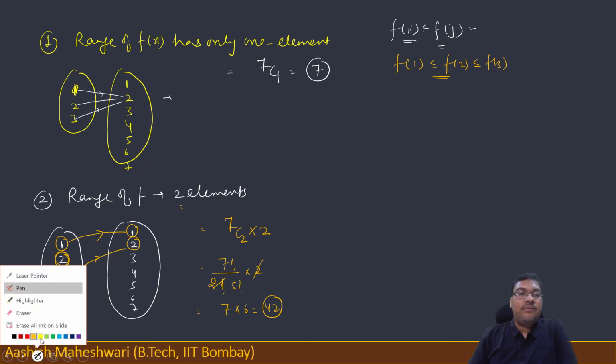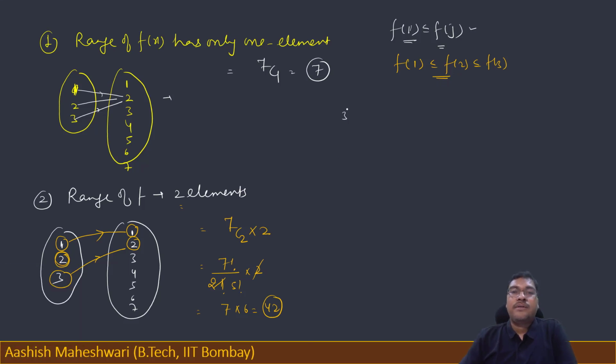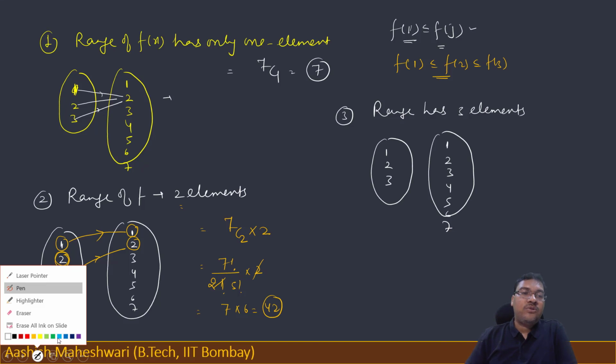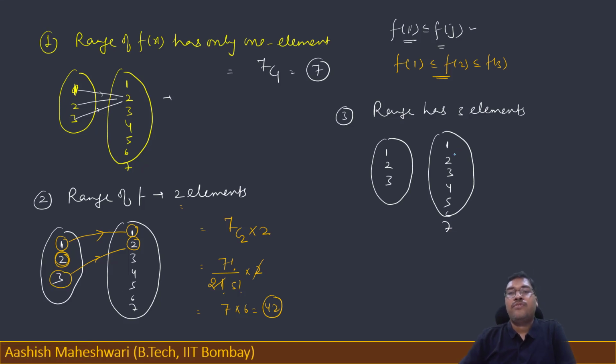Now the last case, the third case. Range has 3 elements. Now if range has 3 elements, you can see this is a pretty easy case. 1, 2, 3 and 1, 2, 3, 4, 5, 6, 7. So now for the range to have 3 elements, we want 3 elements from this set B, right? So in how many ways? You can say 7C3 ways. You can select any 3 elements from this.